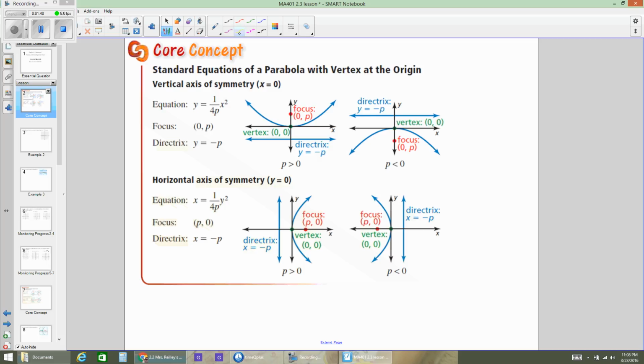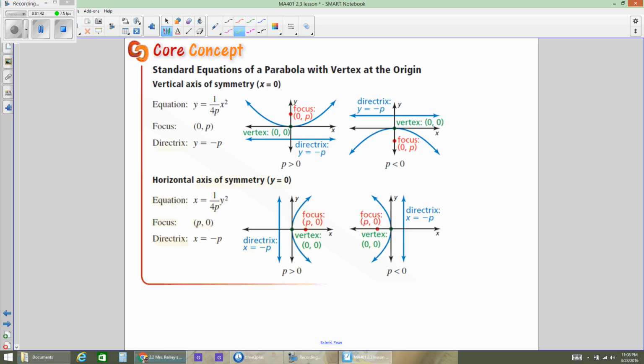Important things to note right now is x squared parabolas open up and down. Y squared, whoa, check that out. Have you ever seen that before in your life? Y squared parabolas are the ones that are going to go ahead and open right and left. So that's the first thing you want to think about.